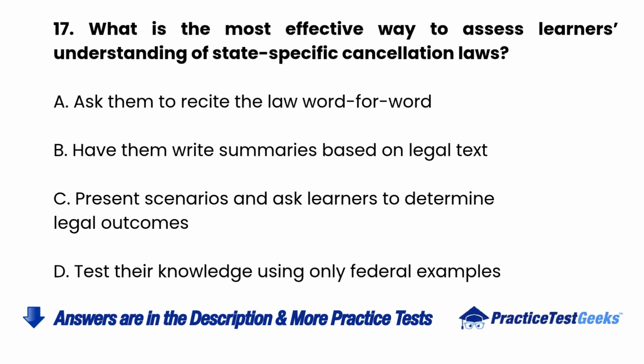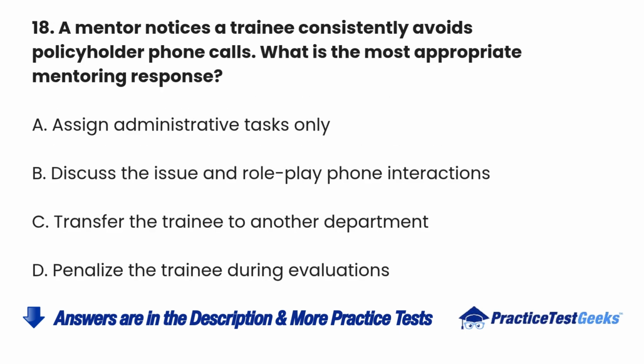17. What is the most effective way to assess learners' understanding of state-specific cancellation laws? A. Ask them to recite the law word for word. B. Have them write summaries based on legal text. C. Present scenarios and ask learners to determine legal outcomes. D. Test their knowledge using only federal examples.